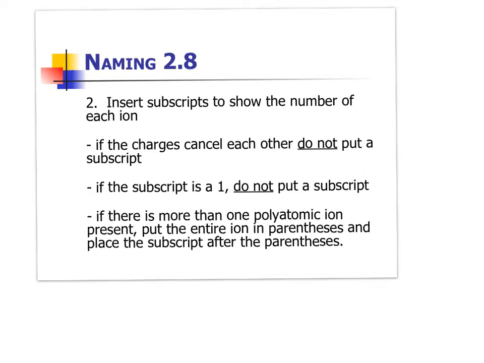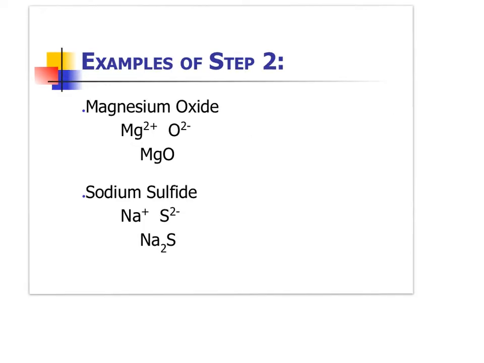If the charges add up to 0, nothing is necessary. Then it's just there. So for the second step, we see that because the charges of magnesium and oxygen would add up to 0, we do not write any of the subscripts down in there. Instead, magnesium oxide ends up being MgO.